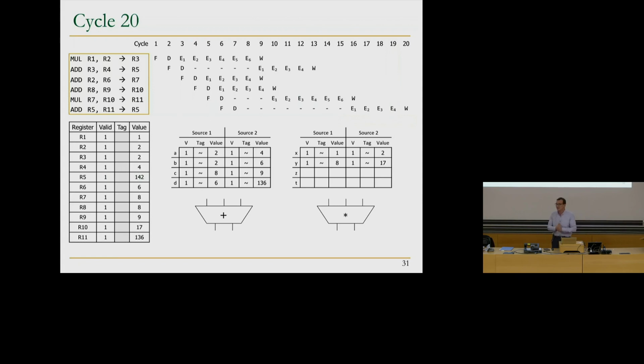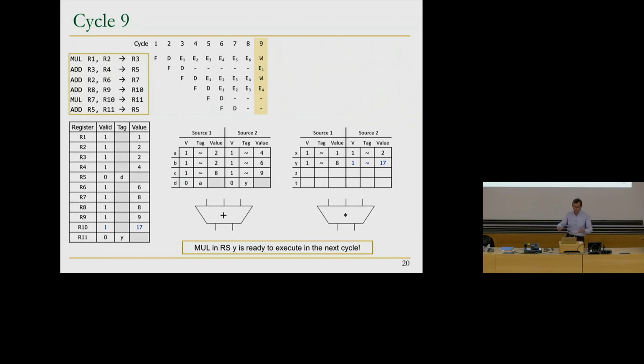Yes? In cycle 9, we assume that the memory has multiple write ports. In which cycle? 9. Let me see. If you look at cycle 9. Oh, okay, I see what you mean. Yes, so that's a good point. Basically, we're assuming that there are multiple write ports in the register file. So that's an assumption. If there are not enough write ports, then you basically need to serialize. There needs to be another mechanism that says, okay, you wait and broadcast in the next cycle.